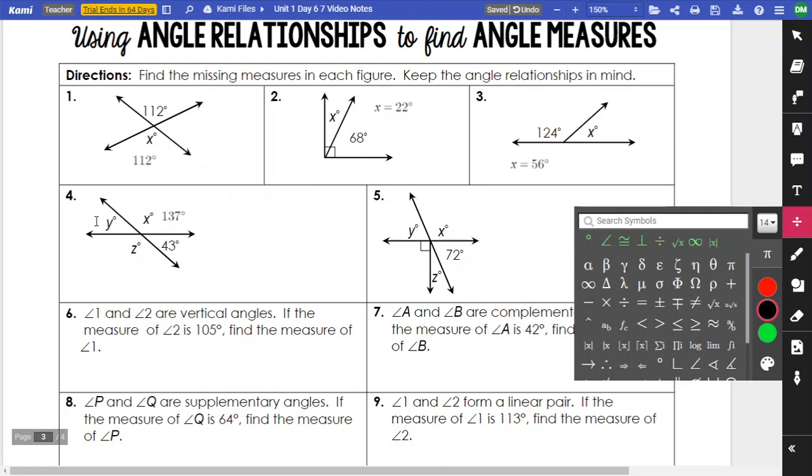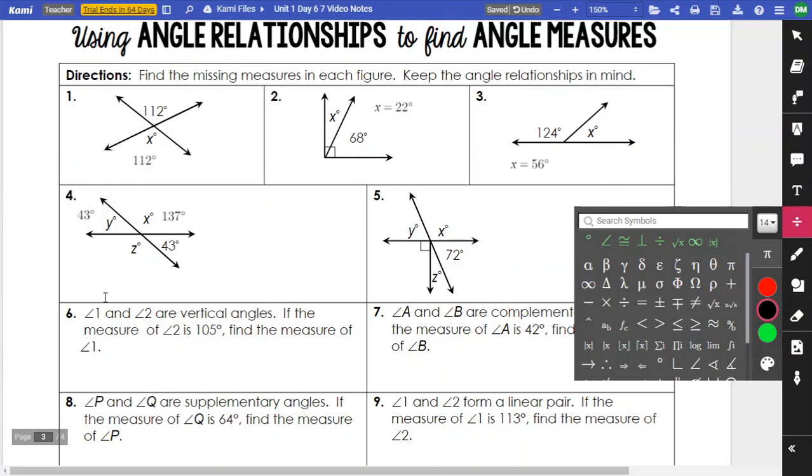So if we want to compare y to x, we could do that. But if we want to compare y to this 43-degree angle, then what do we have? All right, we've got another pair of vertical angles. So since vertical angles are always congruent, then that means that y is 43 degrees.